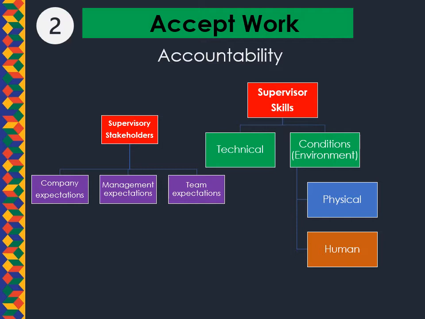And we look at this environment in terms of the physical environment. So an example here could be a breakdown, which would place a demand for a certain type of skill on the supervisor. We also look at the demands that humans or the team places on the supervisor. An example of that could be an absent employee. So the level of skills a supervisor has and the acceptance of the expectations on that supervisor's role will influence his or her ability to accept accountability.